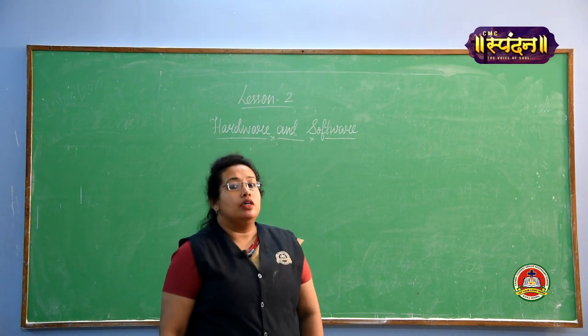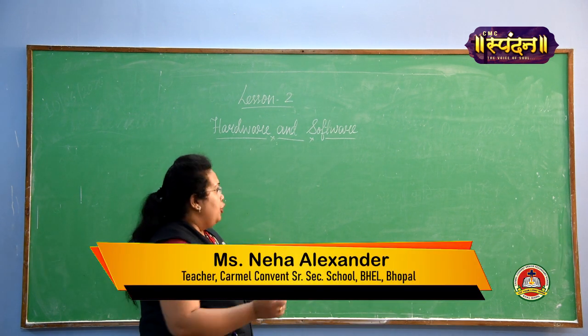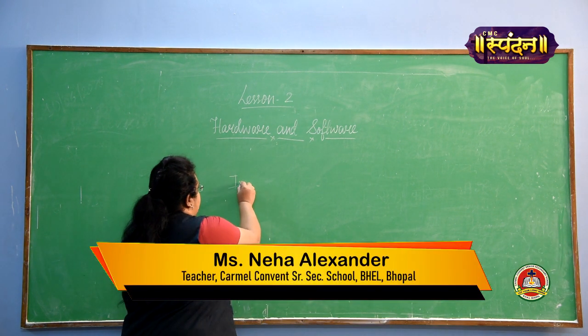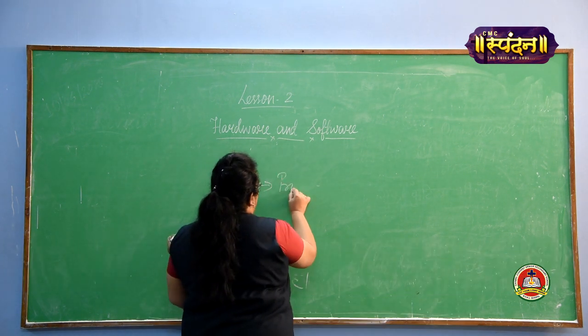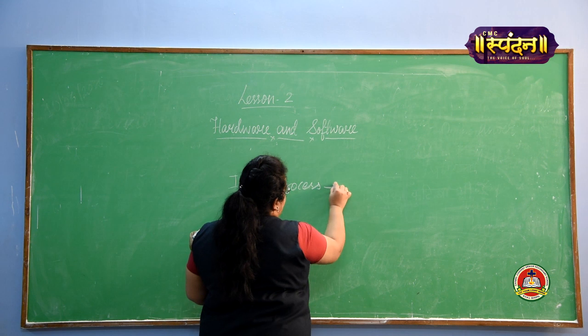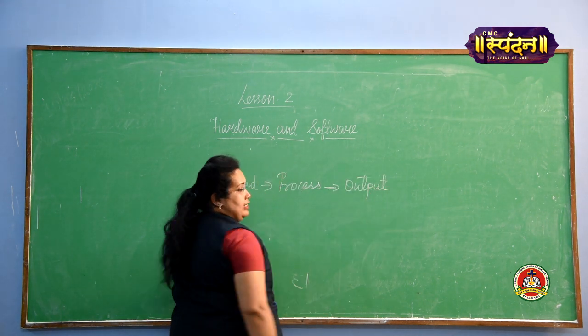So how does a computer work? Input, process and output. Input, then process, then output. So this we have learned in lesson number 1.